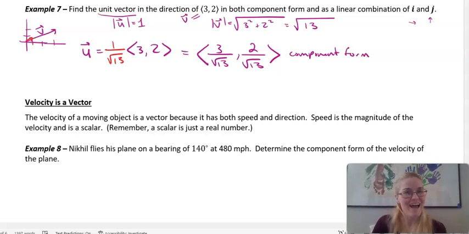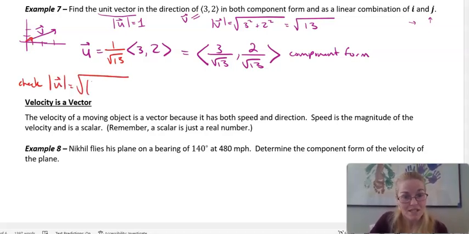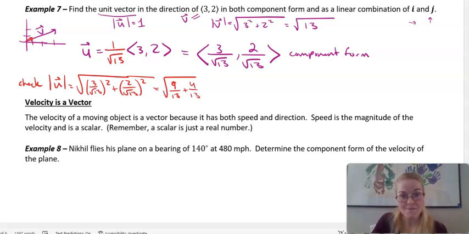And if you're still wondering how we know that's a unit vector, we could just check real fast by taking the magnitude of u. So the magnitude of u is going to be the square root of the quantity 3 over the square root of 13 squared plus 2 over the square root of 13 squared. When I square both of those, the square root of 13 squared is just 13, and 3 squared is 9, so that's 9/13 plus 4/13. Well, 9 plus 4 is 13, so this is the square root of 13/13, which is indeed 1. So it is a unit vector.